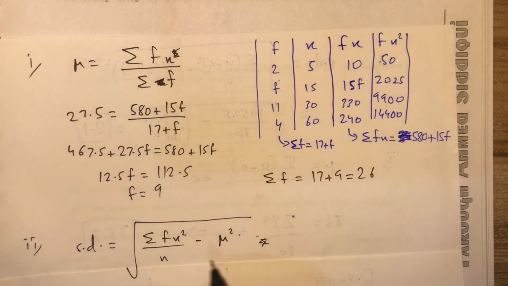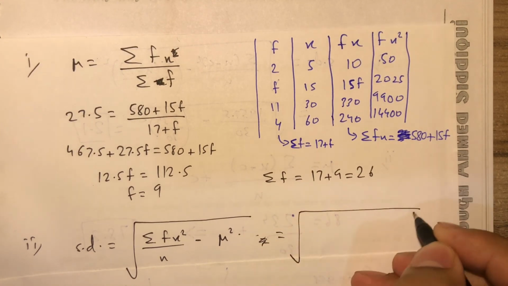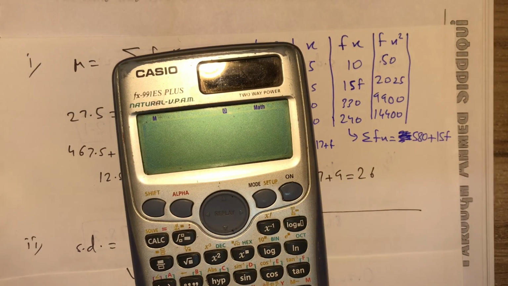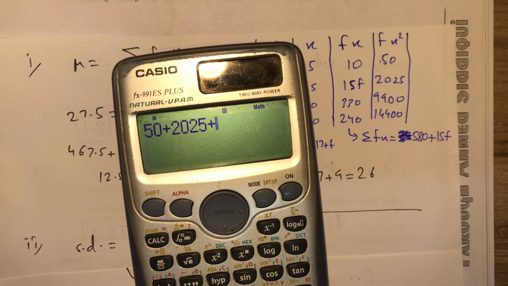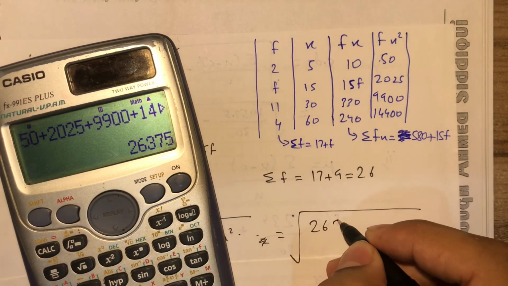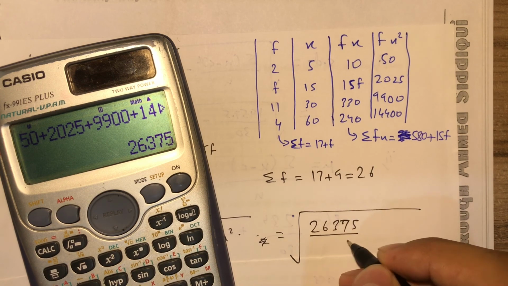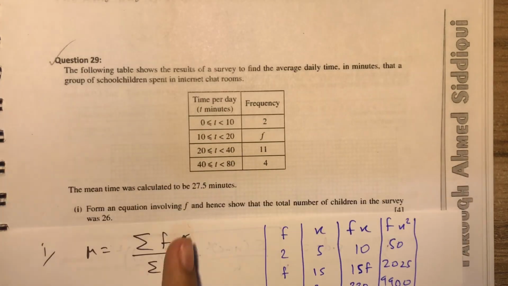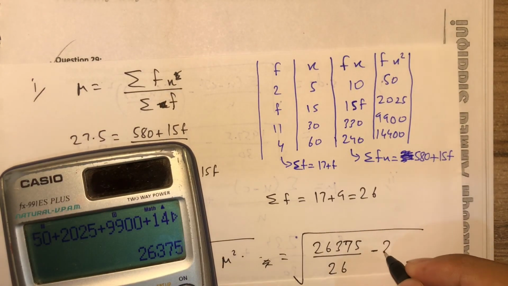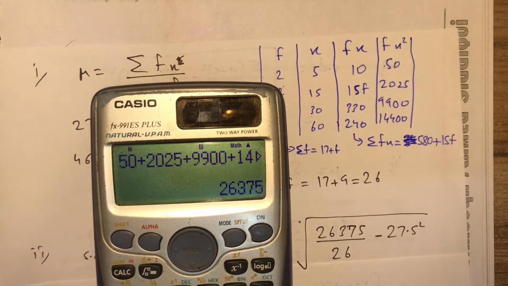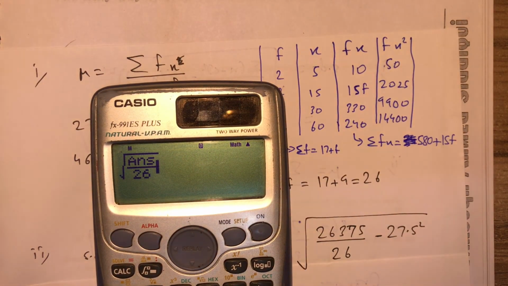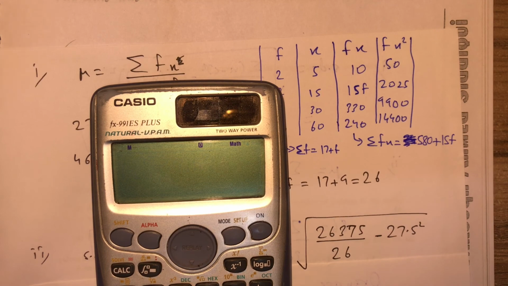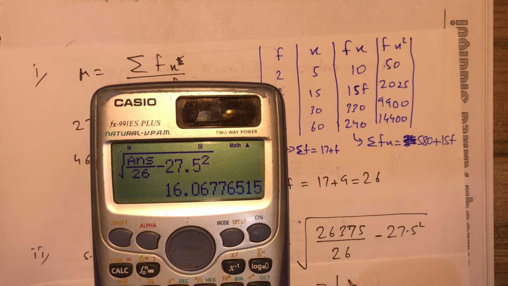So sigma fx square we'll have to find, we'll have to add up all of these. 50 plus 2025 plus 9900 plus 14400. So 26375 upon the total number, that is 26, minus the mean squared. Mean is given as 27.5. So root of the answer upon 26 minus 27.5 squared. This is coming equal to 16.1.